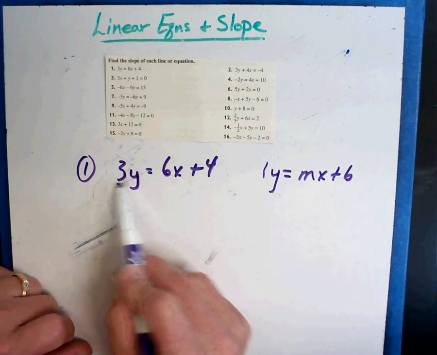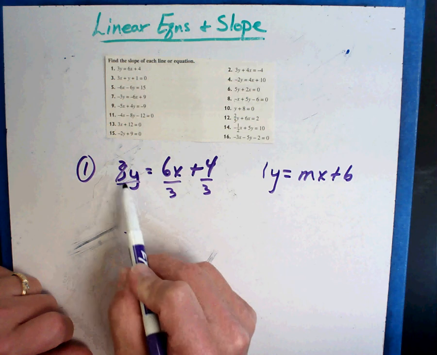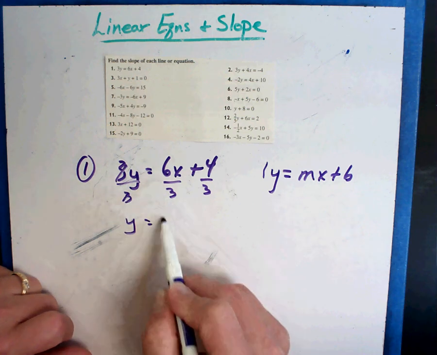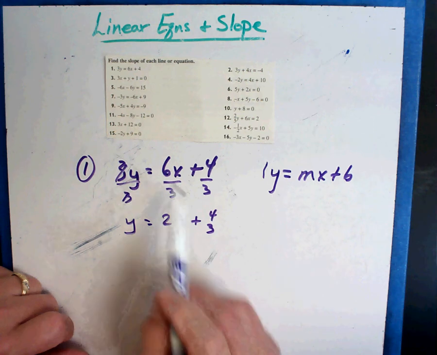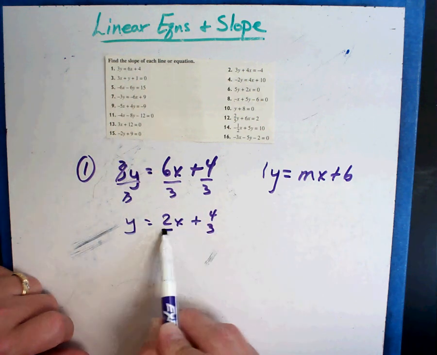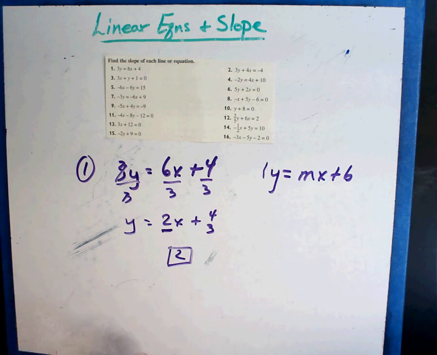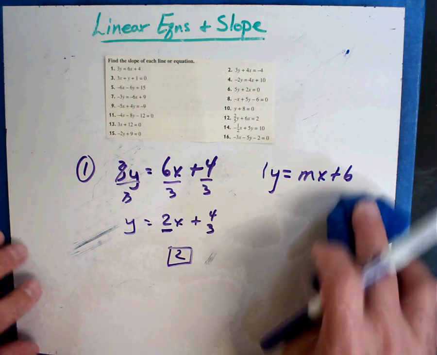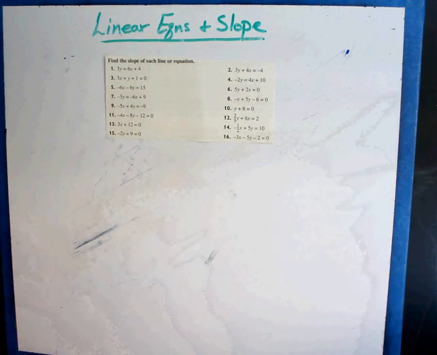So what we're going to do is divide by 3 for everything. Y, so that's gone, is equal to 6 divided by 3 is 2x plus 4/3. All that matters for this question that says find the slope is that right there. The slope is 2. That's an easy question. But again, you have to know what slope is and where it is in that equation. You have to know that equation by memory so that you can get that answer.